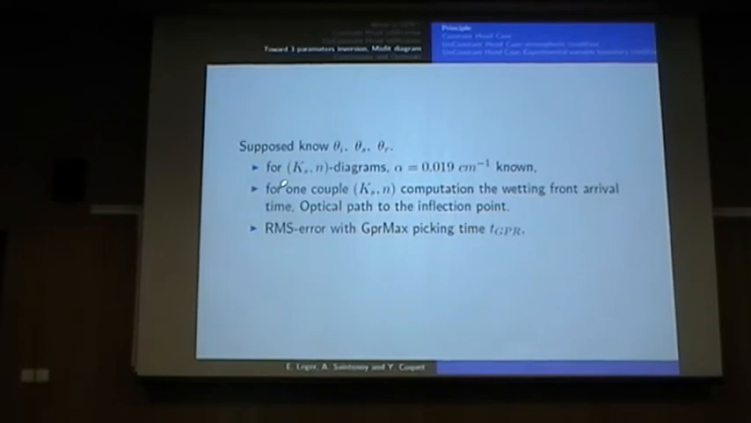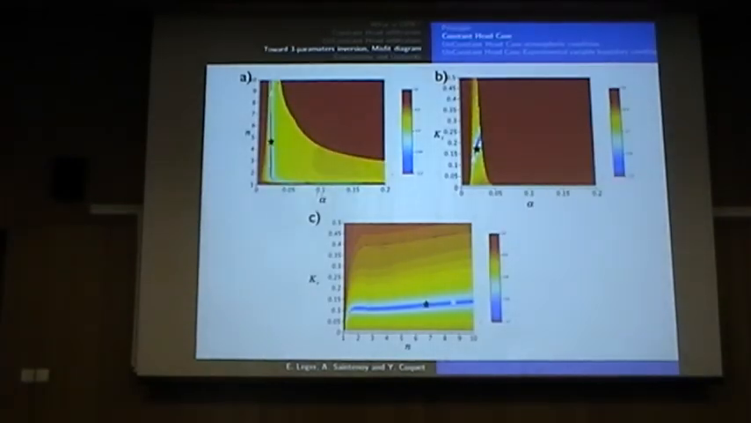And then, if we want to plot such a diagram in the alpha-n plane, we need to fix alpha. So we fixed alpha to 0.019 for this modeling case. And then for one total of value of n, we compute the wetting front arrival time with the optical path to the inflection point. And then we compute the RMS error with the GPR max peaking, if you remember the diagrams. Then we obtain those diagrams.